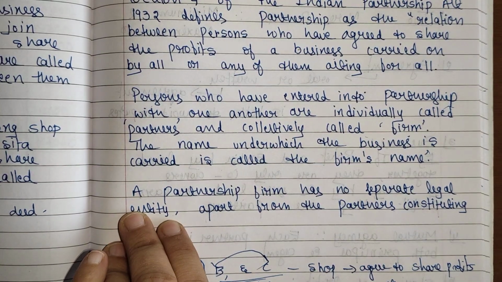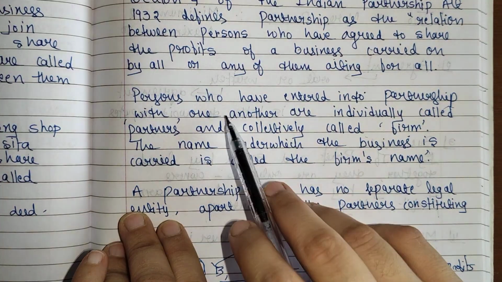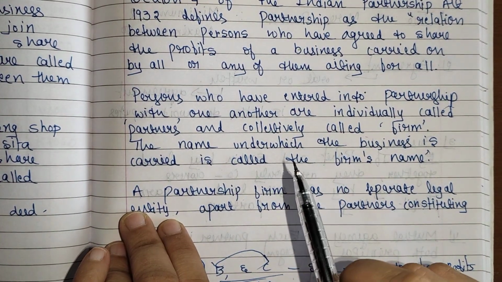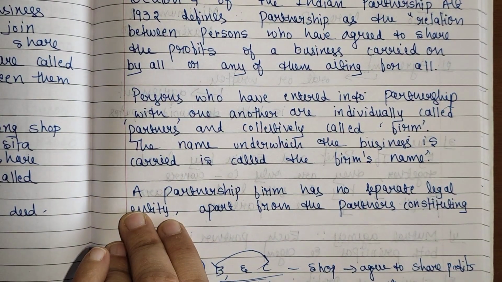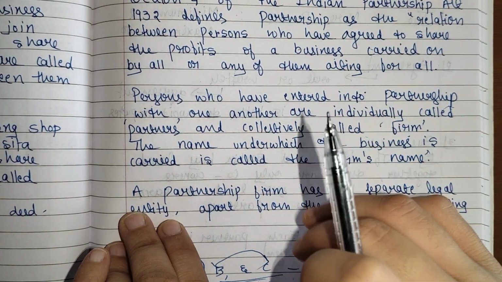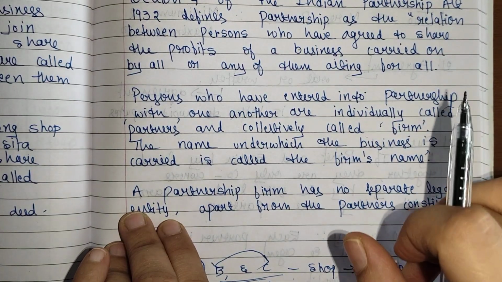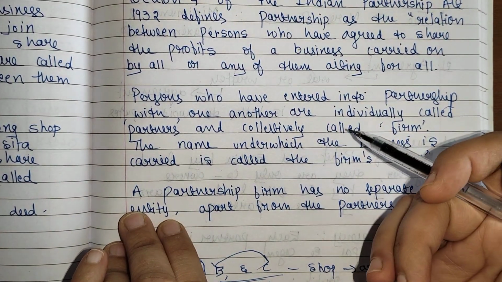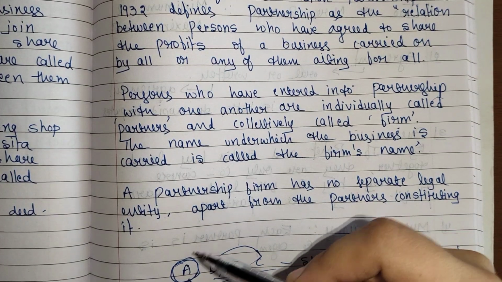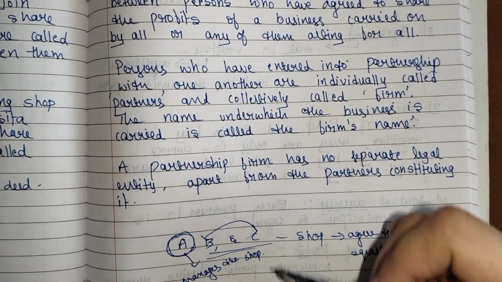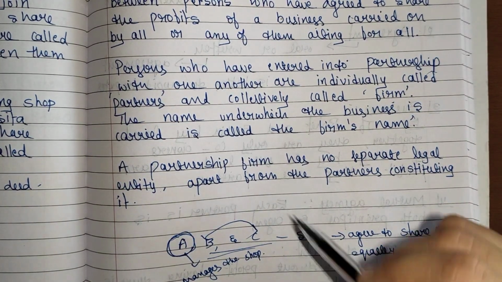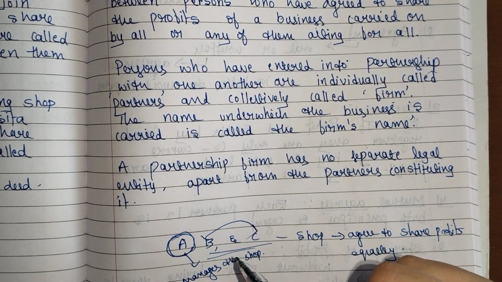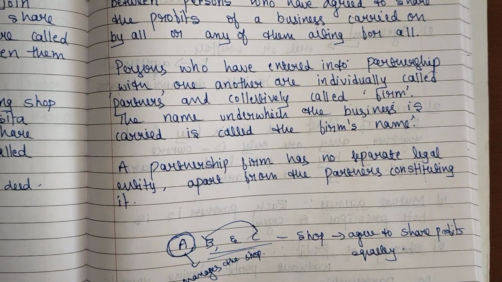Clear? This means that people who join together to run a business are called partners individually. When all the partners are taken together, they are called a firm. Means individually they are the partners. See, in our example A, B, C, they are the partners. But when all the partners are taken together, they are called a firm.